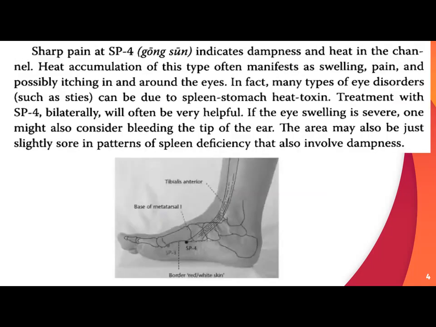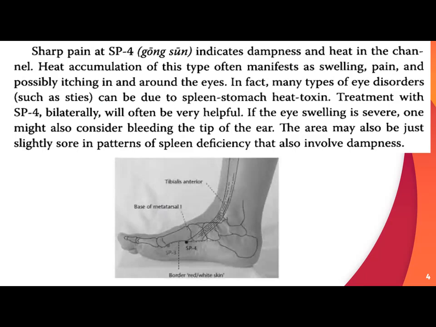Spleen 2, spleen 3. So if there is sharp pain at spleen 4, it indicates dampness and heat in the spleen channel. Heat accumulation manifests as swelling, pain, and itching in and around the eyes. So if you observe that your eyes begin to itch or the area around the eyes itch, then you might want to think of a spleen issue.